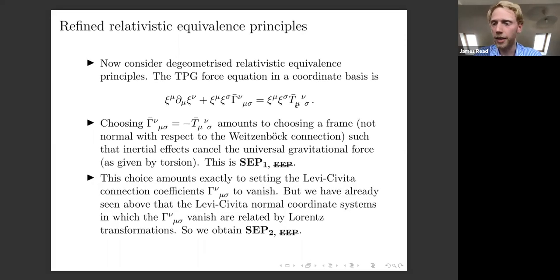The difference between the Levi-Civita derivative operator and the Weitzenbock derivative operator is known as the contortion tensor, which is very closely related to the torsion tensor. It just involves swapping indices around a bit. And you can show, therefore, that choosing this frame will amount to choosing the frame in which the Levi-Civita connection coefficients vanish. We've shown that the frames in which the Levi-Civita connection coefficients vanish are related by Lorentz transformations. So this should hold in the teleparallel case as well. The frames in which I get this cancellation are related by Lorentz transformations. And that would be the degeometrized version of SEP2.